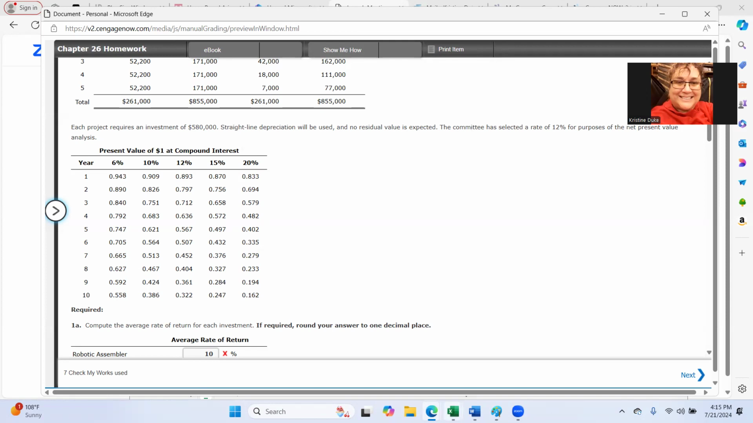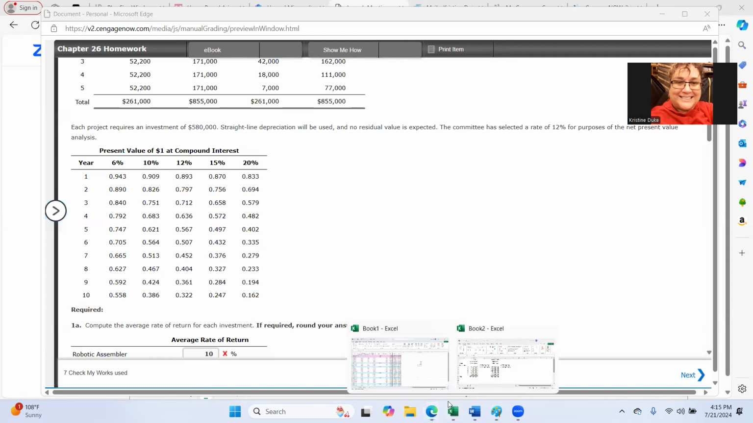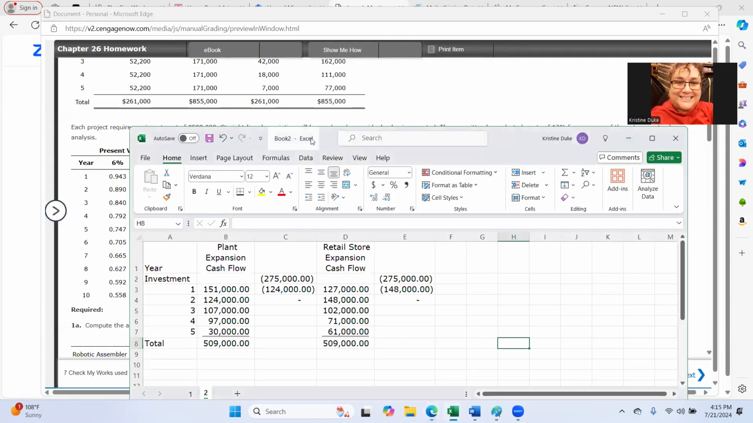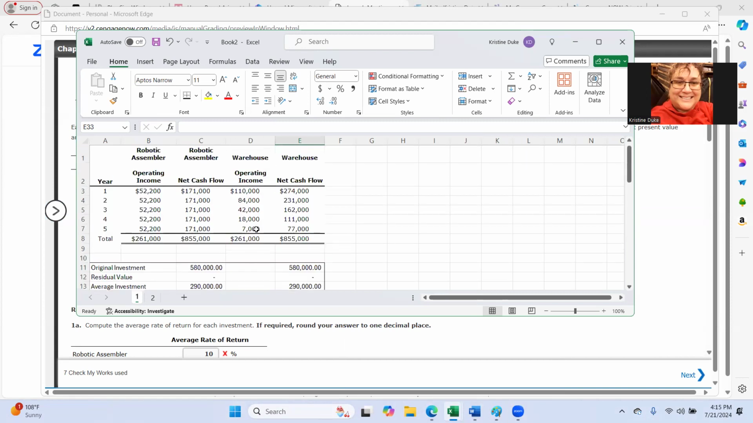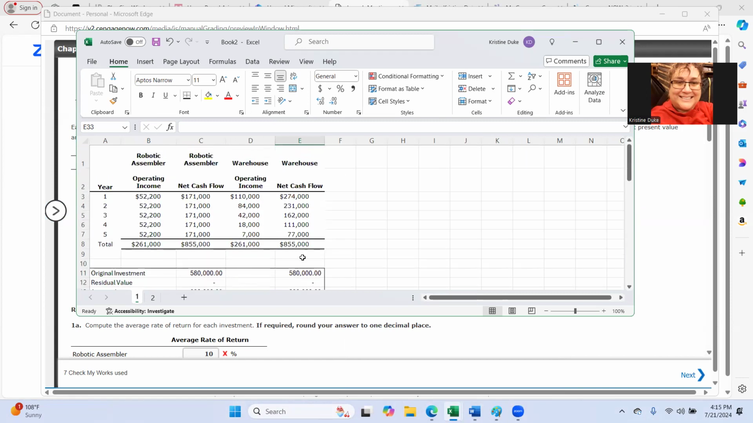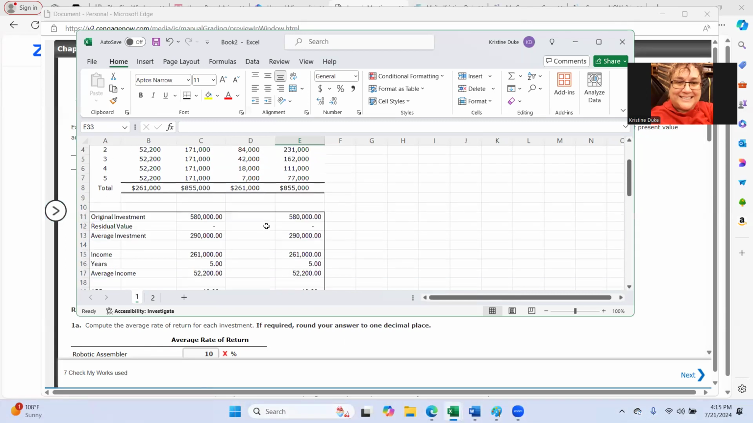Okay, so I went ahead and I set this up. That's number 2 I'm working on. So what I did was I went ahead and I put all the data up here. And then I decided, okay, I'm going to go ahead and put in the formulas. So here, this is the original investment, residual value.